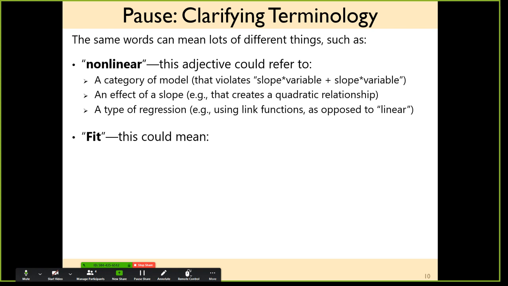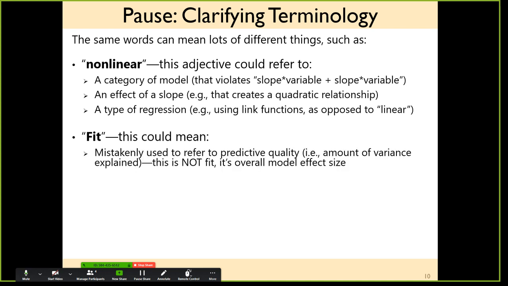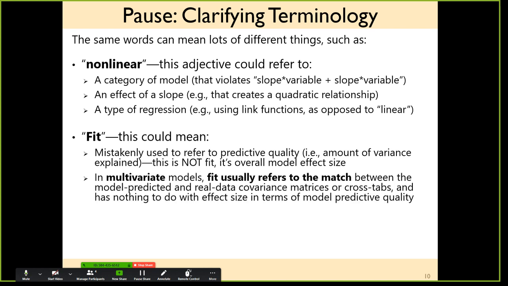Likewise, another word that gets thrown around is fit. And I have been guilty of throwing this word around imprecisely as well, and I want to fix that. It is often used to refer to predictive model quality. Predictive quality, that's not fit, that's effect size. If you have a good R square, that is not fit. It's prediction.